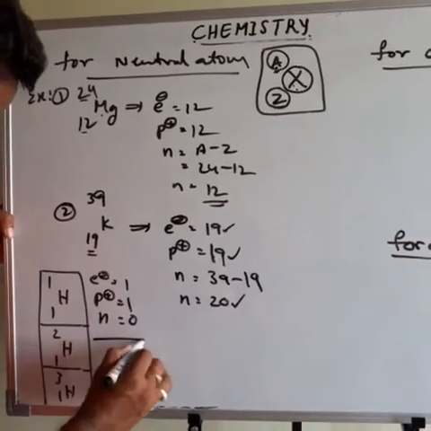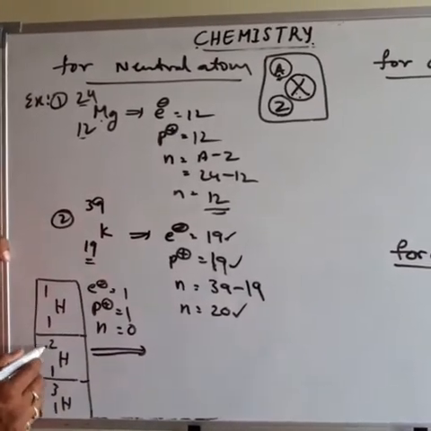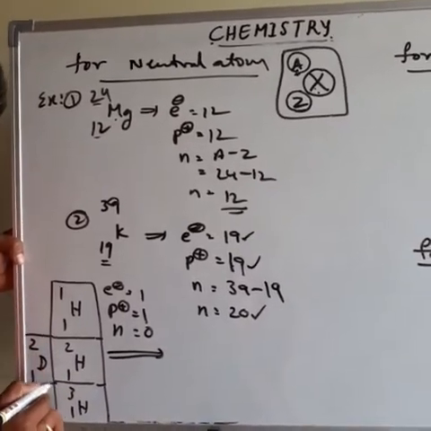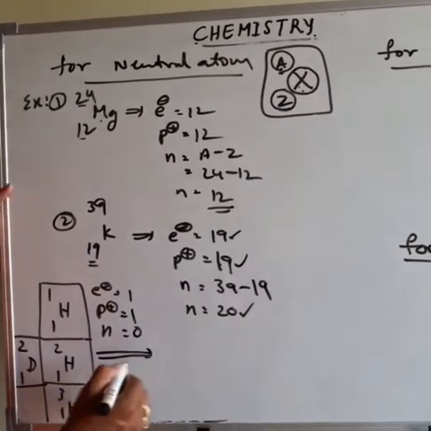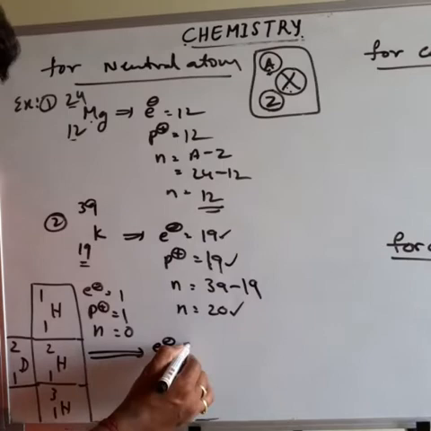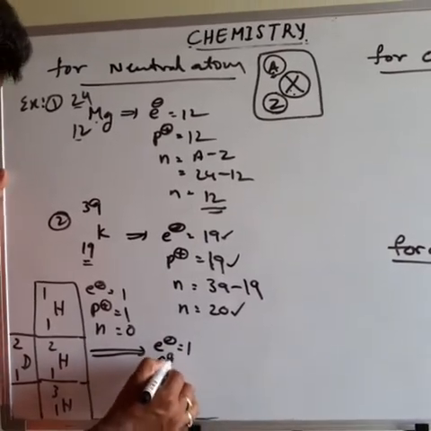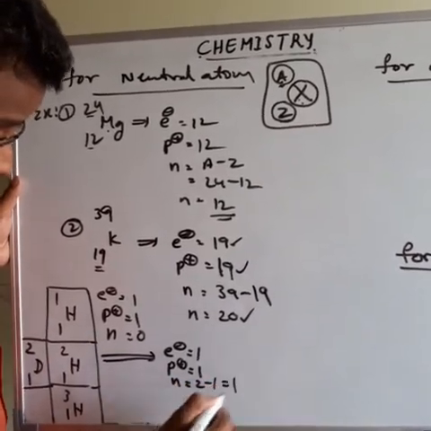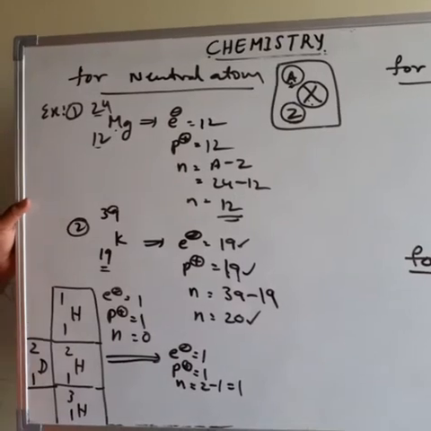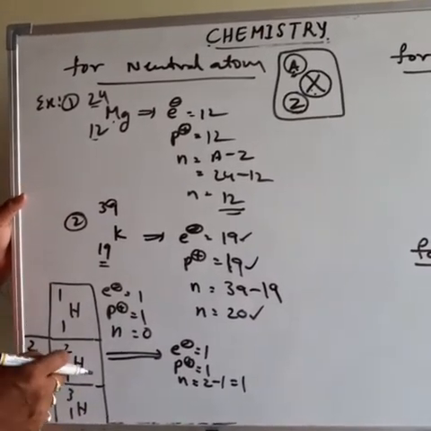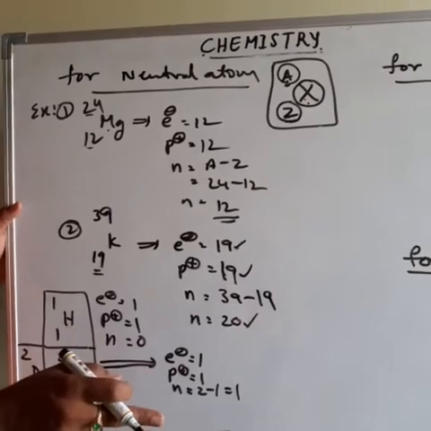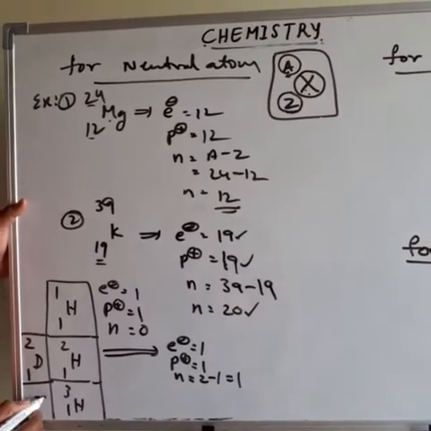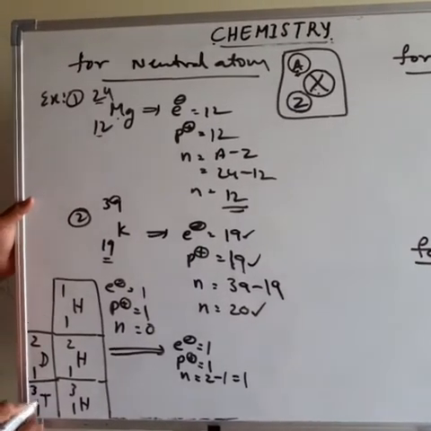Next is deuterium, with mass number 2 and atomic number 1. This is also a symbol of deuterium. What is the number of electrons in deuterium? Electron number equals 1, atomic number 1, proton number also 1. Neutron number 2 minus 1 equals 1. So out of the 3 isotopes, one isotope, deuterium, contains 1 proton, 1 neutron and 1 electron. Next, tritium is represented with mass number 3, or by the symbol T.